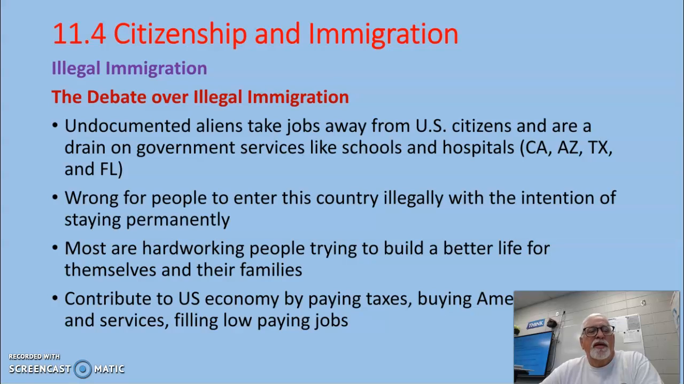And they would say it's wrong for people to enter this country illegally with the intention of staying permanently. However, again, most immigrants are hardworking people trying to build a better life, and that's certainly true for many of the Hispanics. They contribute to the U.S. economy by paying taxes. Now, they don't pay income tax. They pay taxes just like you do on buying groceries and buying gas and things like that, goods and services. And they do fill low-paying jobs that some Americans don't want.